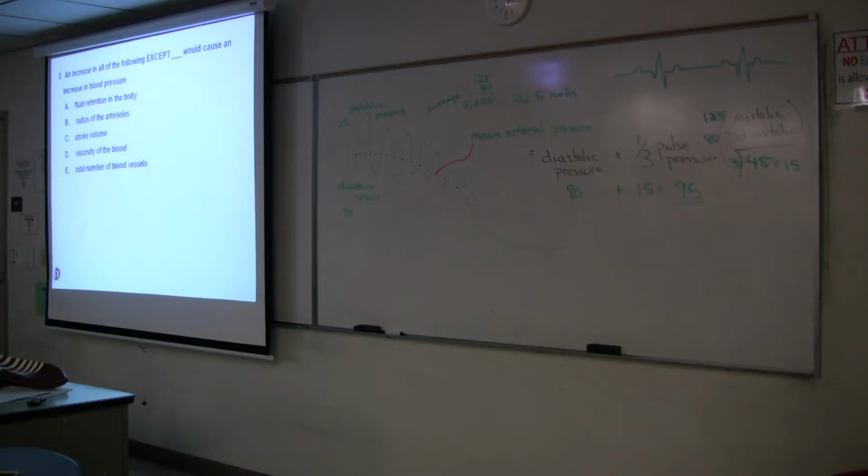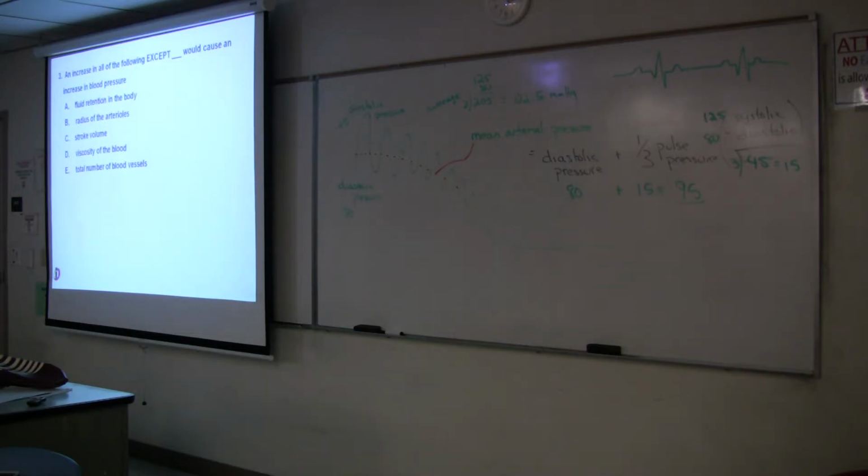So which of these, looking primarily with those two factors then, all of the following, an increase in all of the following except one would cause an increase in blood pressure. That would cause a decrease. So what is the one factor listed up there that if we increased it would cause blood pressure to fall or to become lower? The radius of the arterioles, okay?